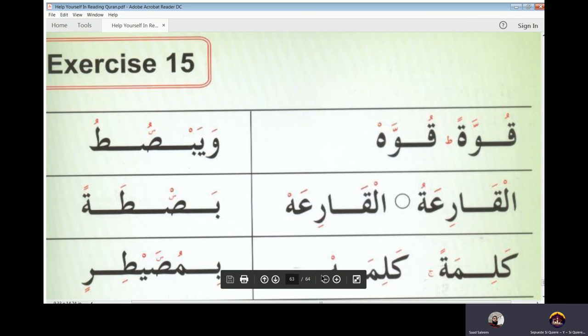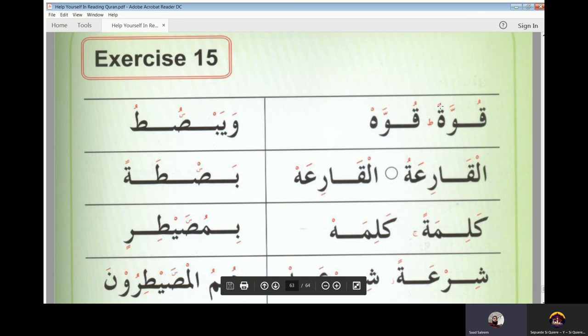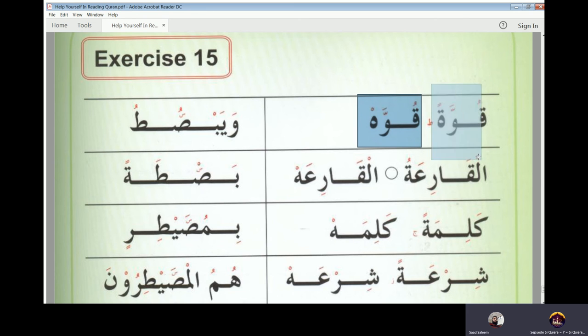Kuwa. Yes. Tun, right? Not Tun. Ta marbuta at the end is not pronounced. Say Kuwa. But it's not at the end of the word. It's in the middle of the word. Actually, they have written its pronunciation next to it. That's why you are getting confused. Oh, it is the same word. Yeah. Okay. Kuwa.